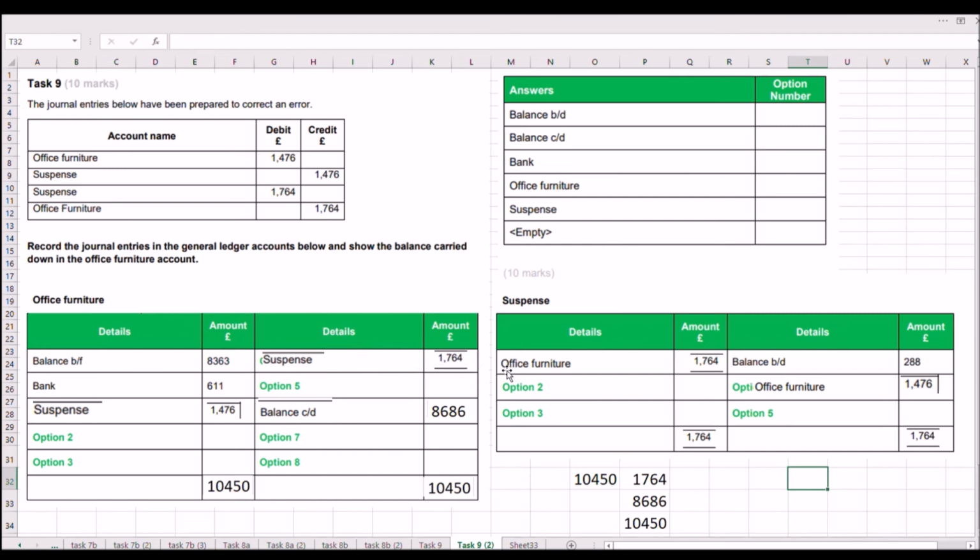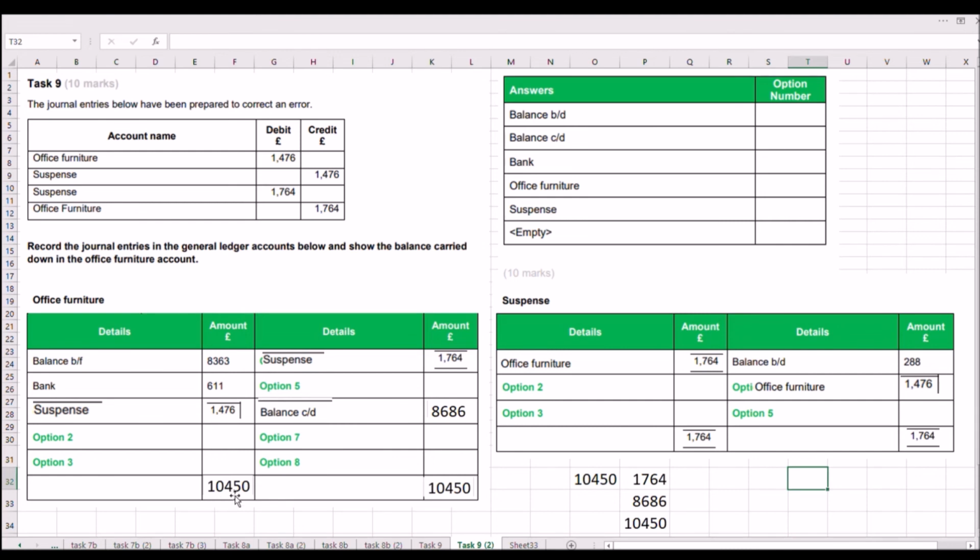AAT doesn't put journal numbers into an exam in here, so this is the way that we're going to track it and see, right, okay, well that and that is the same, and that is the other part of the journal there. So that's what the option titles are. So it isn't suspense in here, it's office furniture in here, and it isn't office furniture in here, it's suspense in here. So that's how to get the names right.